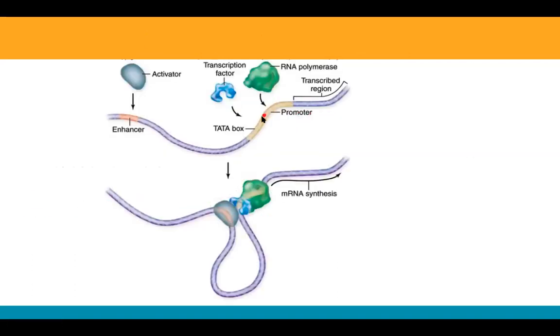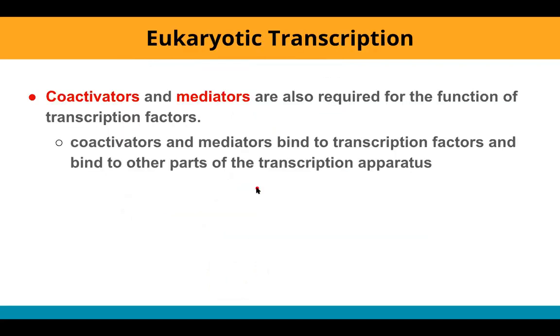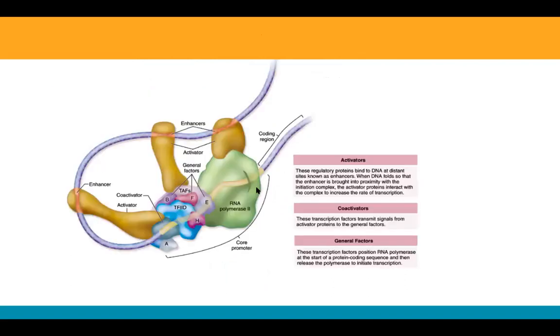So we have promoters. The promoters bind some transcription factors that can activate RNA polymerase. And upstream, we have enhancers. These enhancers can bind to activators that can interact with the transcription factors, further stimulating the RNA polymerase to express genes. Now we have co-activators and mediators. They are also required for the function of transcription factors, and co-activators and mediators bind to the transcription factors and bind to other parts of the transcription apparatus.